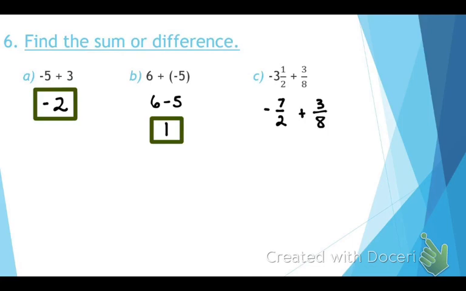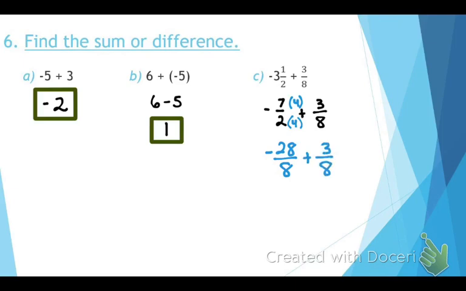Can I just add across now? No, what do I need? Common denominator. You have to have a common denominator. So I want that 2 to be able to have the common denominator of 8. How do I get from a 2 to an 8? Multiply by 4. Whatever I do to the bottom, I got to be fair and do it to the top. So let's focus on this first fraction first. What will negative 7/2 turn into? Negative 28/8. And then I'm just going to drop down plus 3/8.